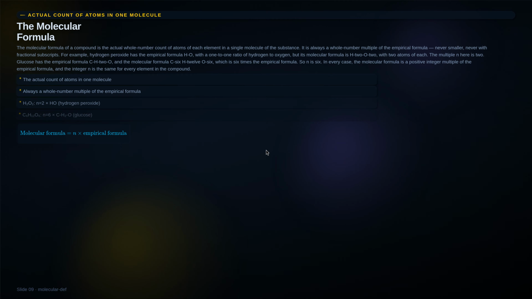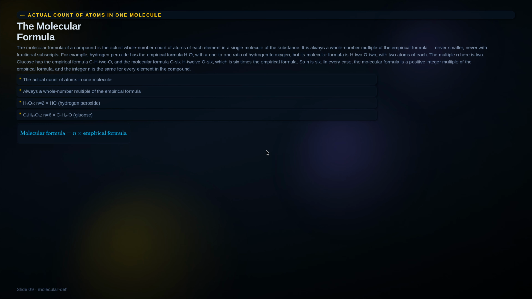The molecular formula of a compound is the actual whole number count of atoms of each element in a single molecule of the substance. It is always a whole number multiple of the empirical formula, never smaller, never with fractional subscripts. For example, hydrogen peroxide has the empirical formula HO with a 1-to-1 ratio of hydrogen to oxygen, but its molecular formula is H2O2 with 2 atoms of each. The multiple N here is 2.